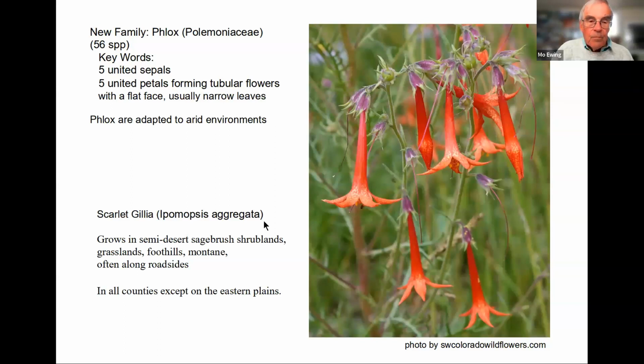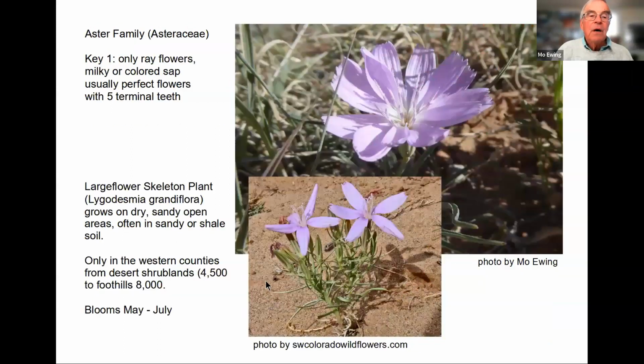I love this. Next one is in the aster family, and this fell into key 1, only ray flowers with milky or colored sap. Remember, it was the dandelion. Usually perfect flowers with 5 terminal teeth. And you can see the terminal teeth there.